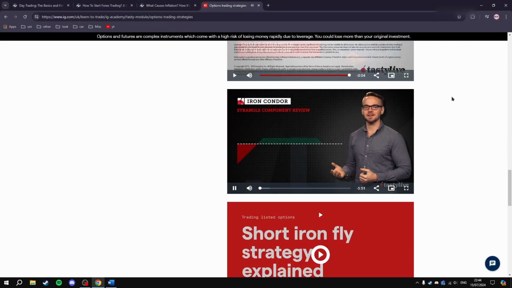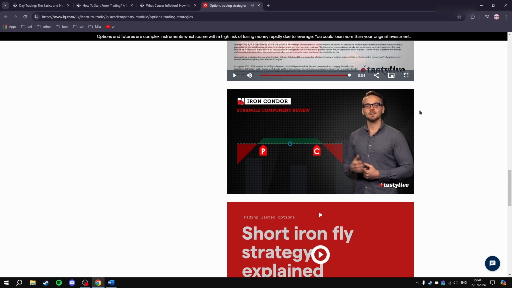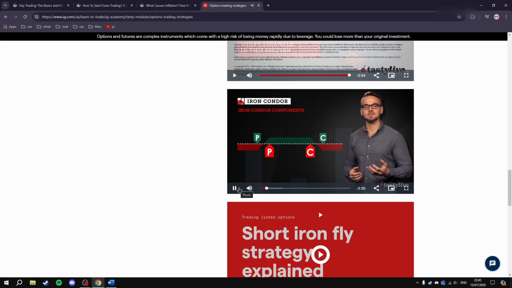When you learned about strangles, you learned that the strategy is really just the combination of a short out-of-the-money put and a short out-of-the-money call sold in the same expiration cycle. Because these options oppose each other from a directional standpoint, they create a range of profitability between the strikes when sold together. A short iron condor is no different, except here we're defining our risk. An iron condor is nothing more than a short strangle with long options that are purchased further out of the money to define our risk.